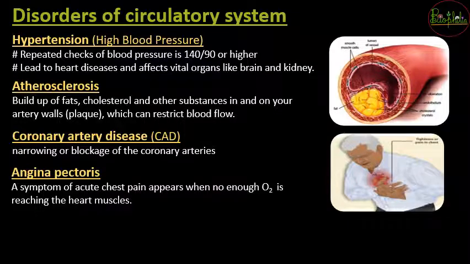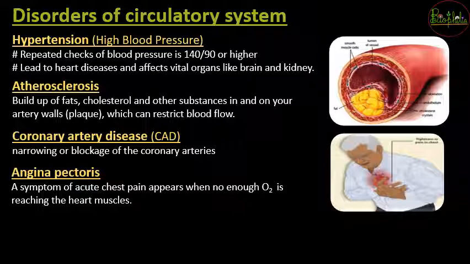Now let's discuss some disorders of the circulatory system. The first and most common disorder of this system is hypertension, also called high blood pressure. You must have all heard about this in some part of your life. High blood pressure or hypertension is very common because, in today's fast lives and with the workload people have, many people suffer from hypertension. But you must have heard the name, so what does hypertension actually mean in medical terms?